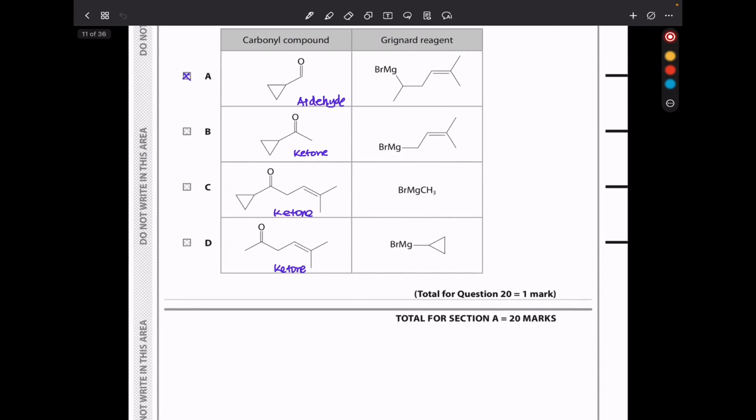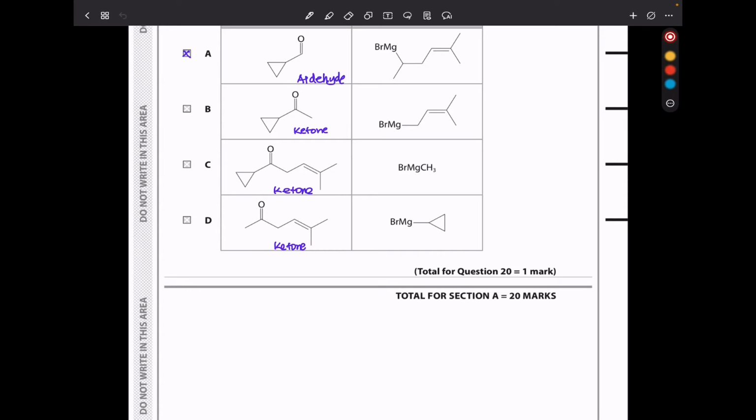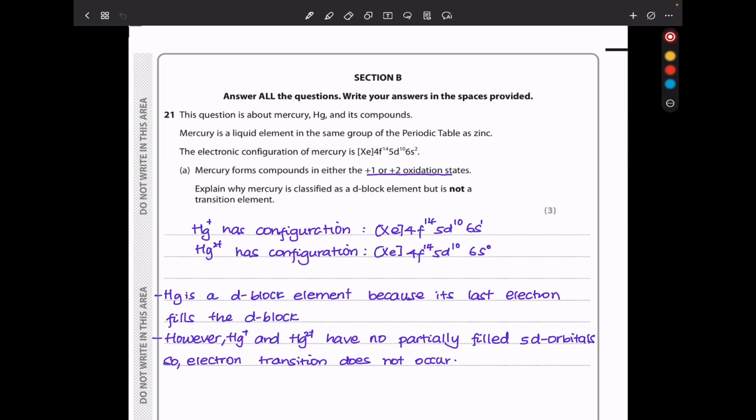So this brings us to the end of section A. Let's continue to section B. Question 21. This question is about mercury and its compounds. Mercury is a liquid element in the same group of the periodic table as zinc. The electronic configuration of mercury is given here.